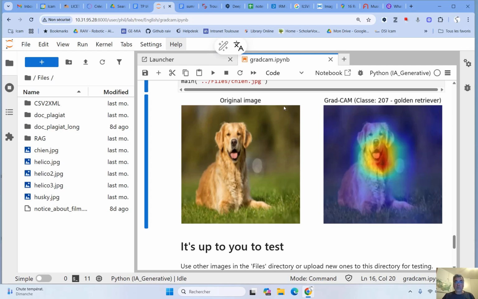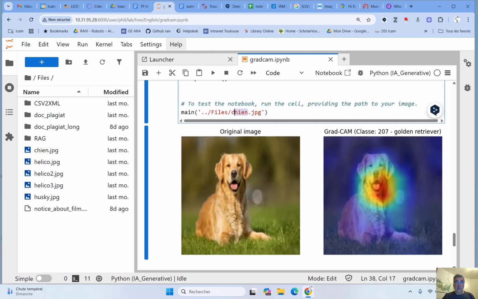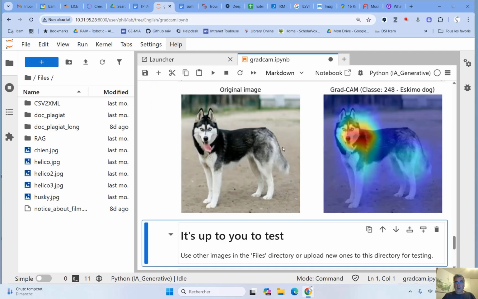So we can try to change and use another image. I have another image of a dog, a husky. This is the original image. Now the class predicted is 248, which is an Eskimo dog, just like a kind of husky. And we see that to take its decision, the ResNet focuses mainly on these pixels, and it's not stupid.